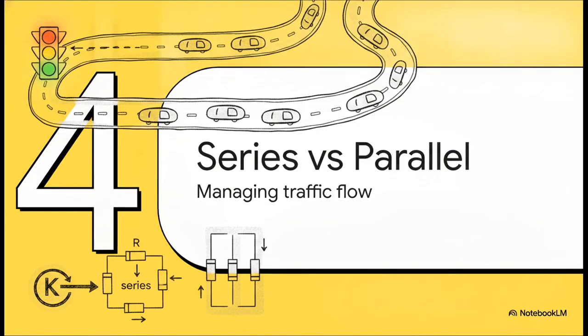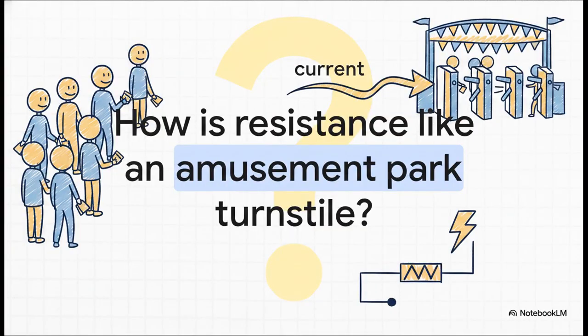Section 4. Series versus parallel resistors, managing the traffic flow. Now we're going to connect Kirchhoff's macro laws directly to the physical arrangement of resistors in our circuits. To vividly understand how circuit layout changes everything, imagine an amusement park. You've got your ticket, there's a huge lineup, and you just want to get in. So how is electrical resistance exactly like an amusement park turnstile?